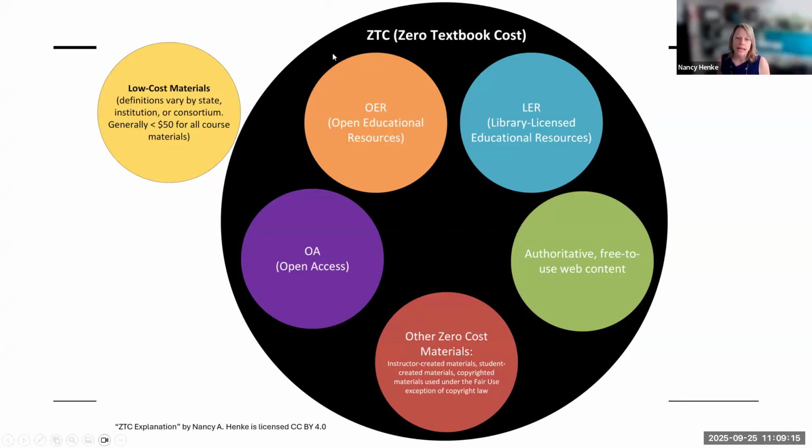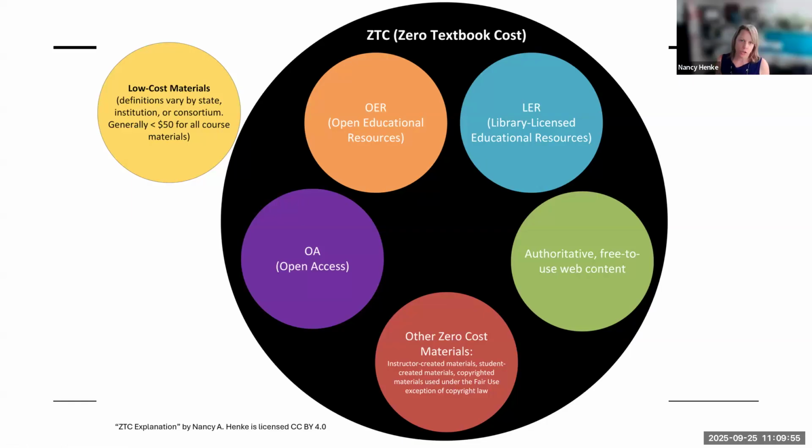But really, the way that I have come to understand this is that ZTC, zero textbook cost, is the goal of bringing students' course materials down to zero. But there are many ways to do that. And they don't have to be just one, they can be overlapping. So here are some of the many ways that those textbook costs can be brought down to zero. You can use OER, Open Educational Resources. You can use LER, Library Licensed Educational Resources. You can use OA, which is open access content. You can use authoritative free-to-use web content. And you can use this catch-all of other zero-cost materials.